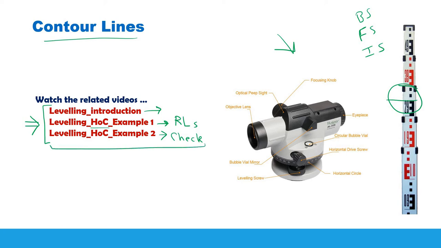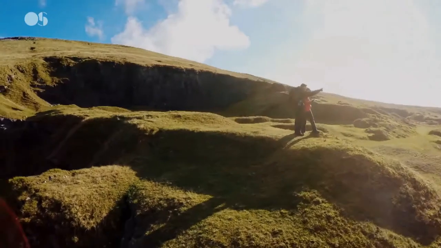Okay guys, now before we start, I would like you to watch this video that will give you an idea about the principle of contour lines, and then we can start from there, learning how to draw contour lines manually.